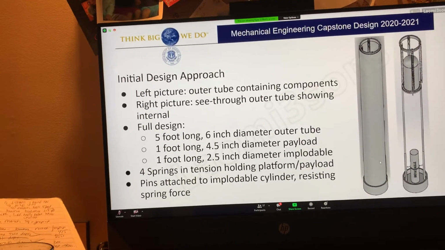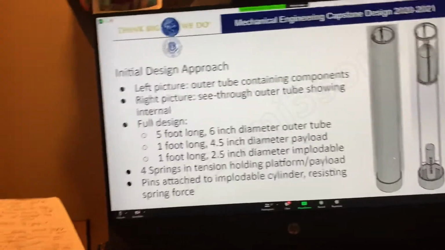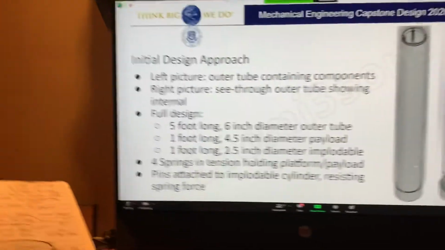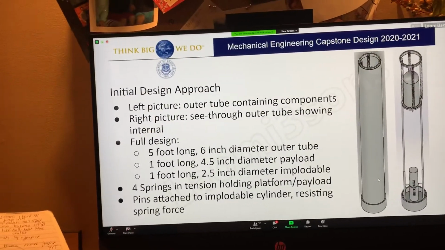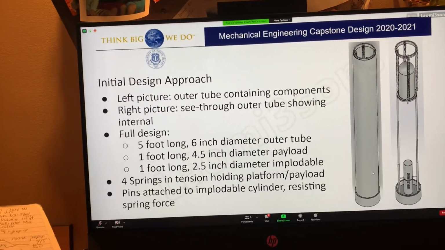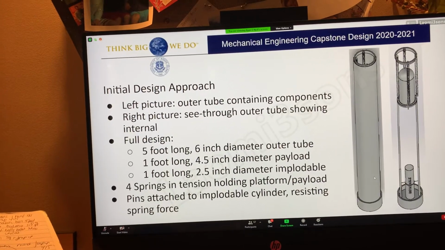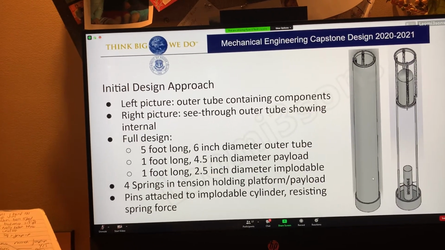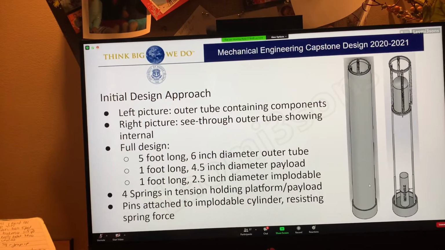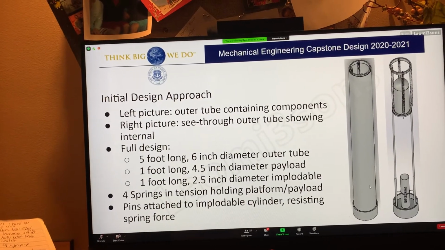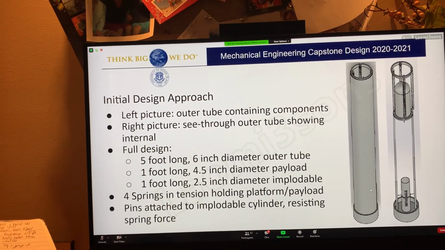So for our initial design approach, you can see on the right our full model with the outer tube housing all of the internal components. And on the left, you can see the full model with a see-through outer tube to view all of the internal components.